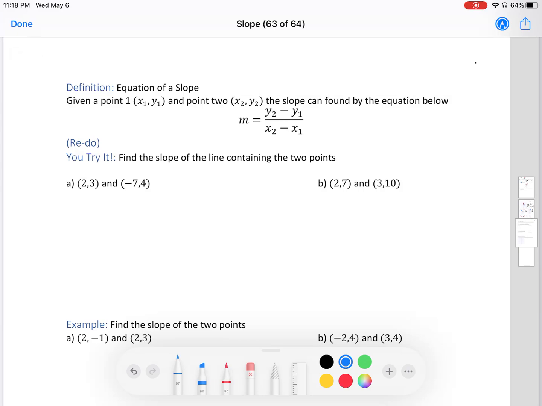All right, let's go on to our definition, the equation of a slope. Given the point x1, y1 and point 2, x2, y2, the slope can be found by the equation below. So highlight this. It's going to be very helpful. Y2 minus y1 over x2 minus x1. Okay, let's go ahead and use the points we graphed to find the slope. Let's try to find the slope now algebraically.